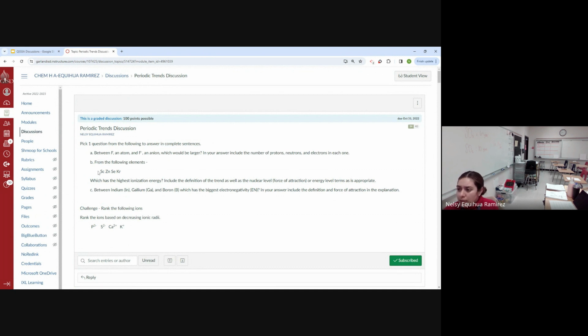For B, from the following elements, which has the highest? So I have to pick one. And then in your definition, include the trend. So you want a definition there. And we also want whether the nuclear level, the force of attraction, is important, or the energy levels. It just depends on what they're looking at. And the last one, you're picking between indium, gallium, and boron, which has the highest or biggest electronegativity. I do abbreviate that EN, and then in your answer include the definition and force of attraction explanation.